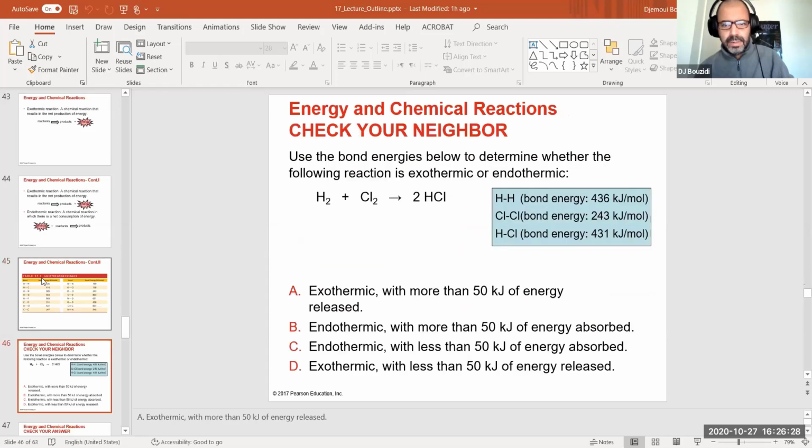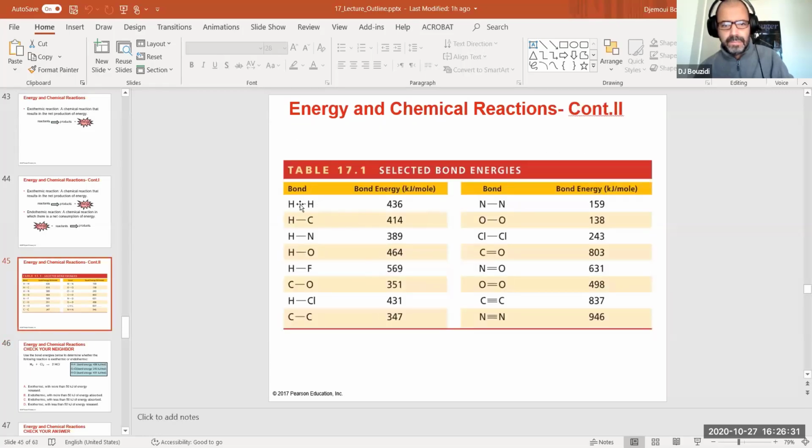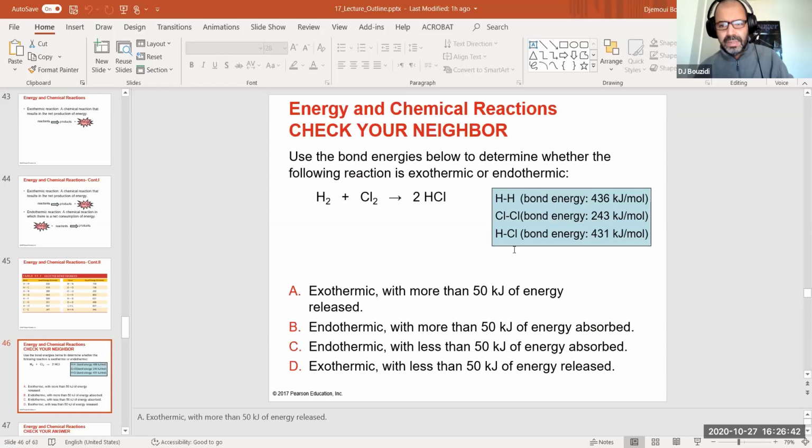What are we looking at again? HCl. Here, 431, but I have 2 of them, okay? So I have 2 times 431, okay? So 2 times 431, that is in the products, okay? Minus 436 plus 243, that's 600 and something. I'm going to do the math here because I'm trying to do the math quickly in my head.